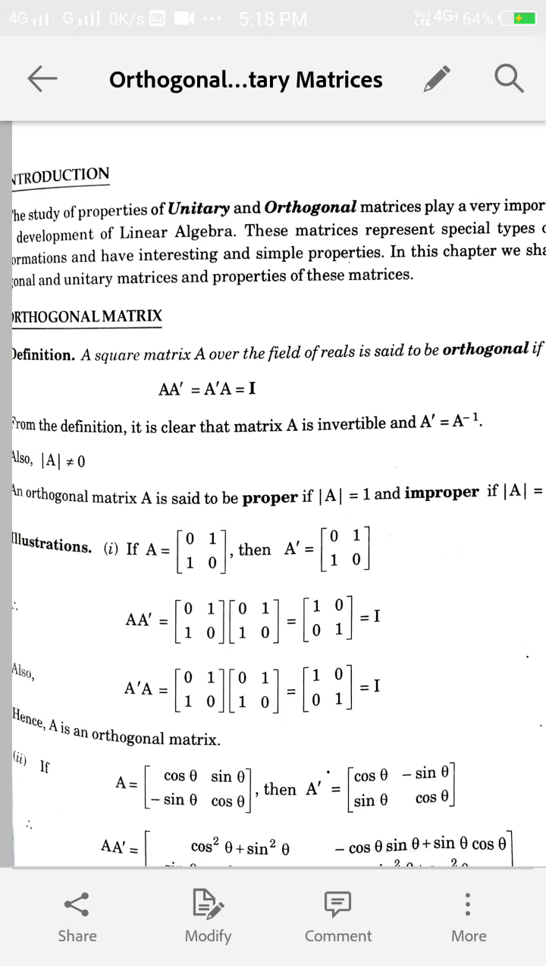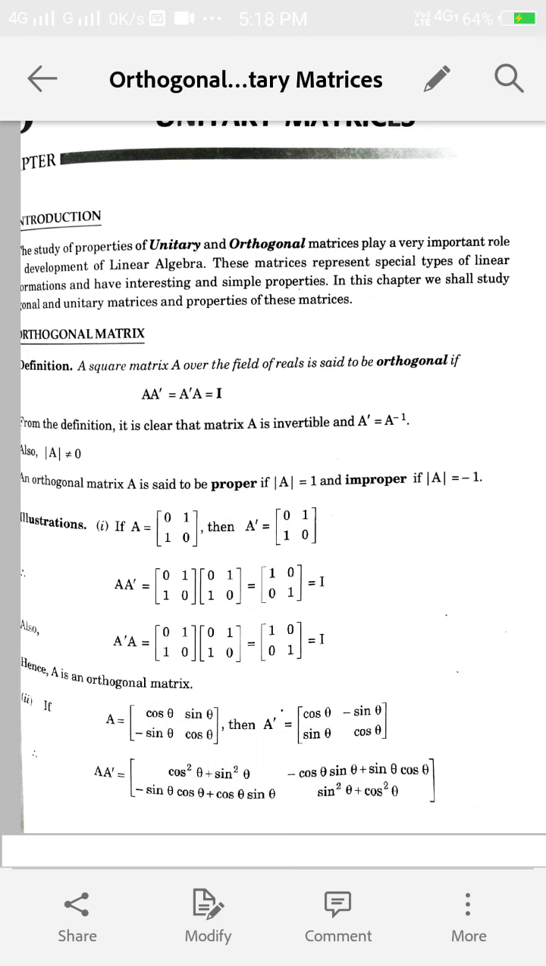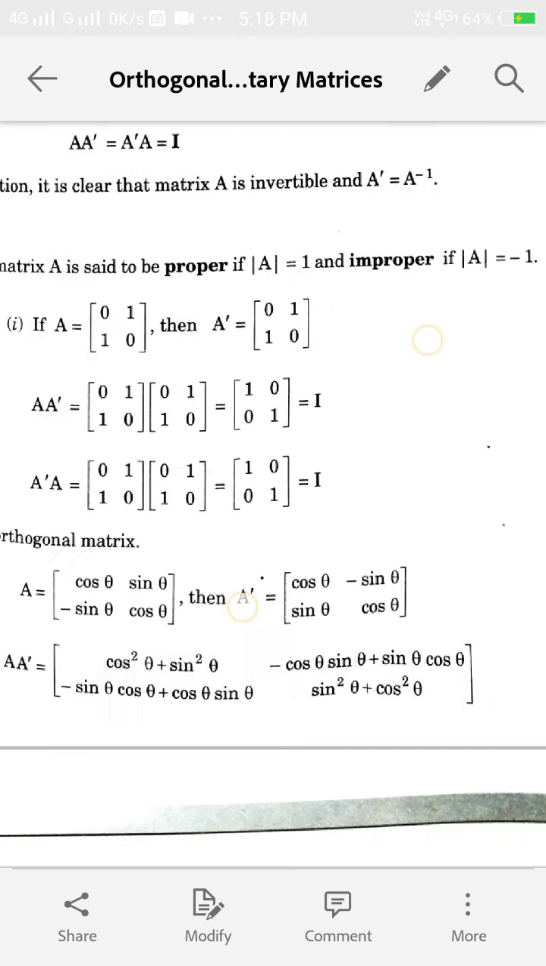On the basis of its determinant, we divide orthogonal matrices into two types: proper orthogonal matrix and improper orthogonal matrix. If the determinant of a matrix is 1, we say it is a proper orthogonal matrix, and if its determinant is -1, then we say it is an improper orthogonal matrix. Let us clear it with the help of some examples.